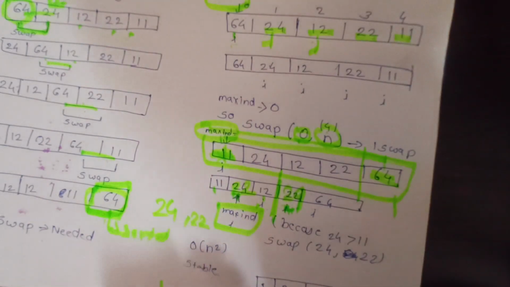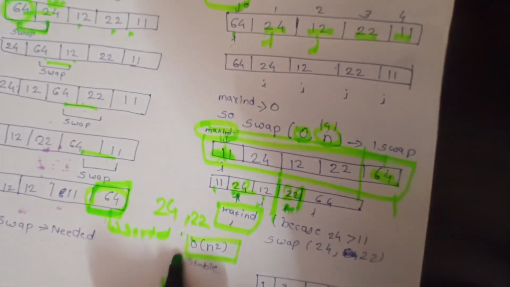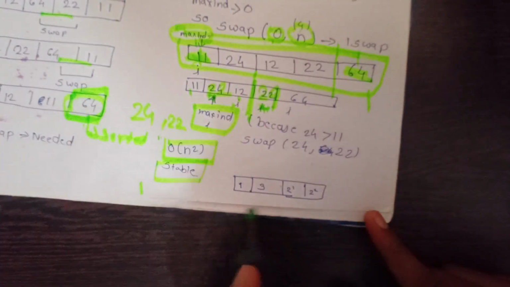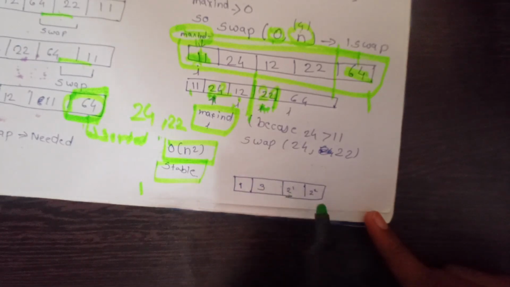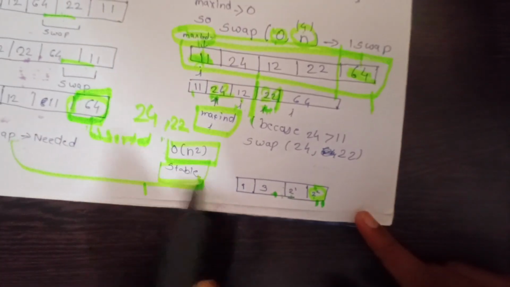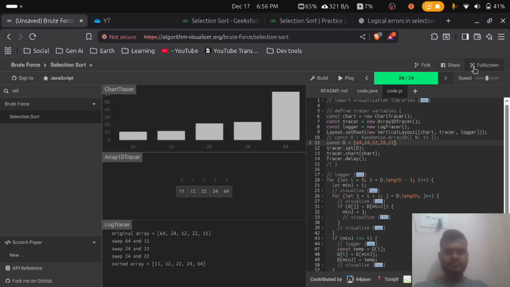Now, it has a time complexity of big O n squared, but it is not a stable algorithm. What does a stable algorithm mean? For example, this is our array. There are duplicate 2s here. After sorting, the second 2 might come before the first 2, or the first 2 might come first. But bubble sort is a stable algorithm, and this one is not a stable algorithm. Let's build more understanding with the help of a visualization.